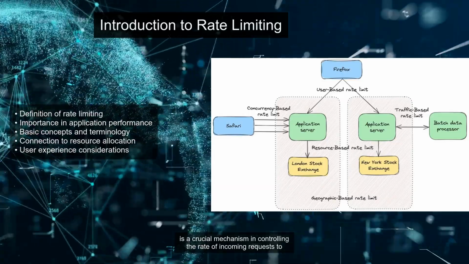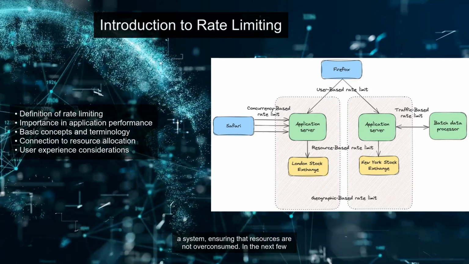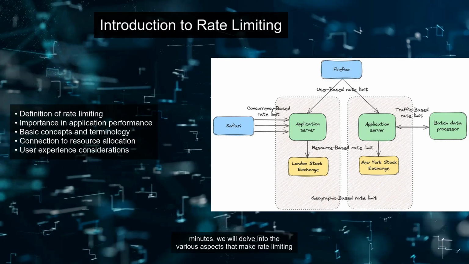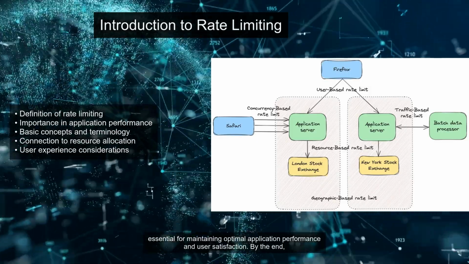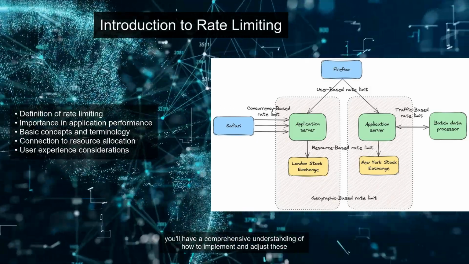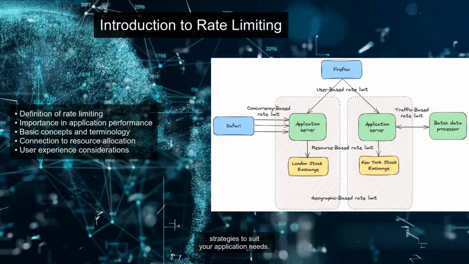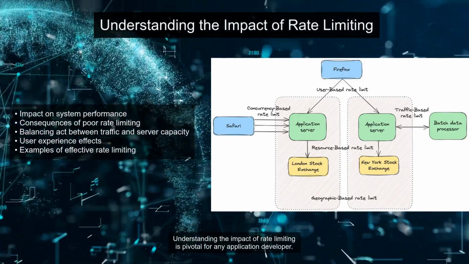Rate limiting is a crucial mechanism in controlling the rate of incoming requests to a system, ensuring that resources are not overconsumed. In the next few minutes, we will delve into the various aspects that make rate limiting essential for maintaining optimal application performance and user satisfaction. By the end, you'll have a comprehensive understanding of how to implement and adjust these strategies to suit your application needs. Understanding the impact of rate limiting is pivotal for any application developer.